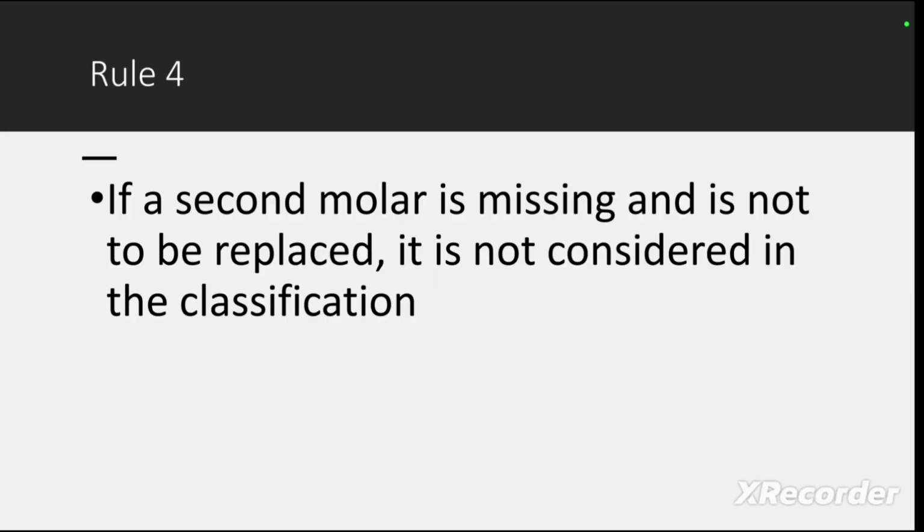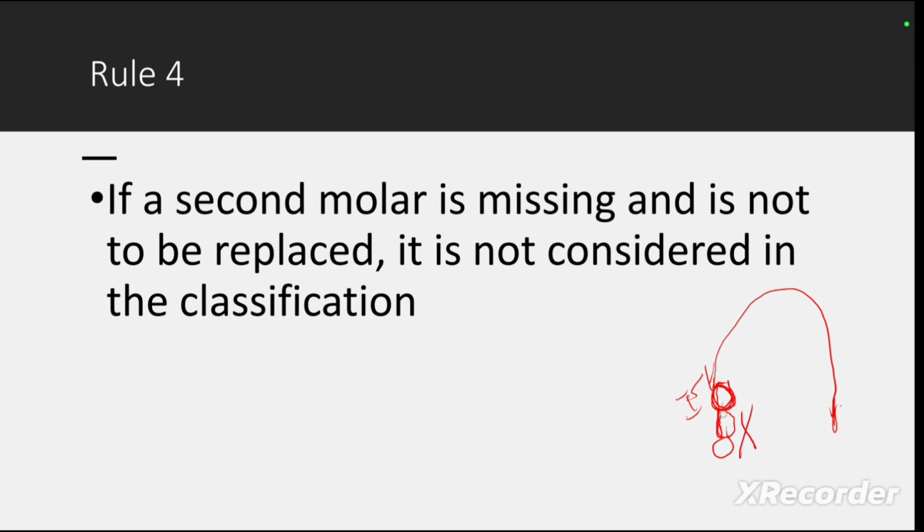Coming to rule 4, if a second molar is missing and not to be replaced, it is not considered in the classification. Now one other example, if this is the arch and till this is the first molar. This is the first molar, and we are not planning to replace the second molar or third molar in this. If we are not planning to replace, then we should not consider it in the classification.